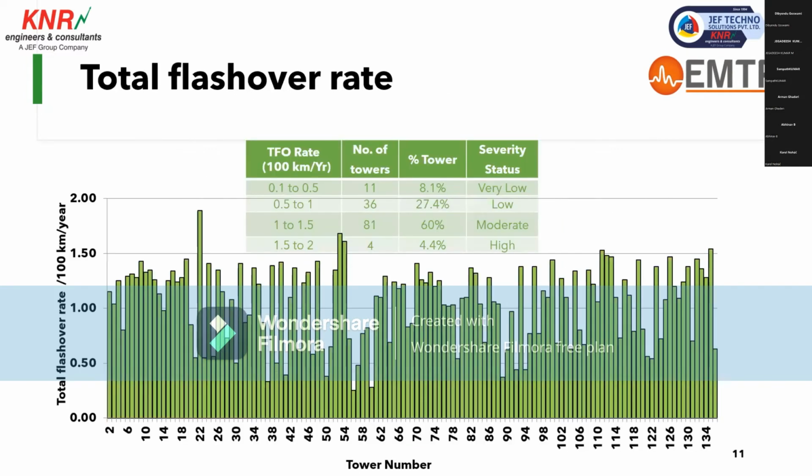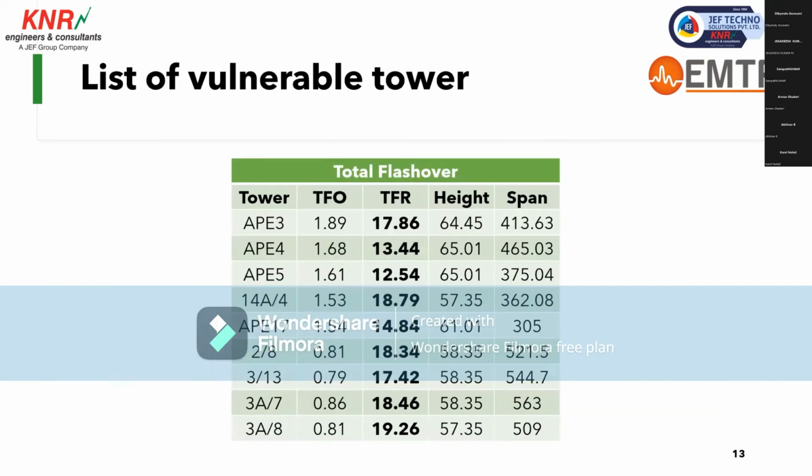If we see that beyond 1.5, we have these vulnerable towers. We have listed out some vulnerable towers, and so the next step will be the recommendations. So what is the best way to have improved line performance?